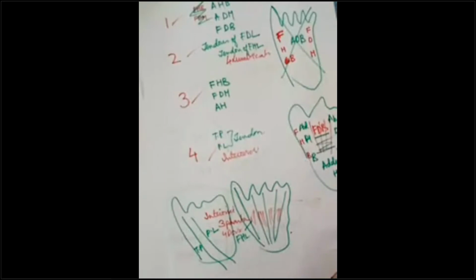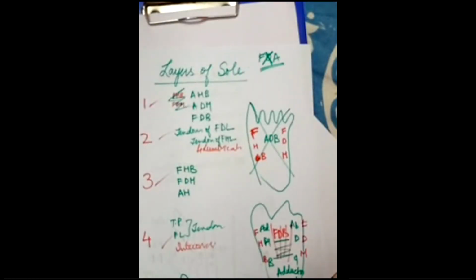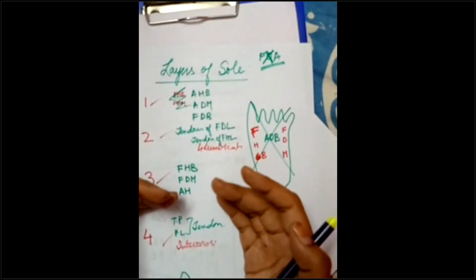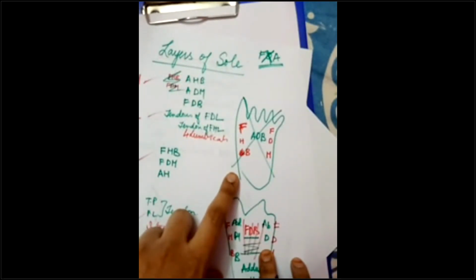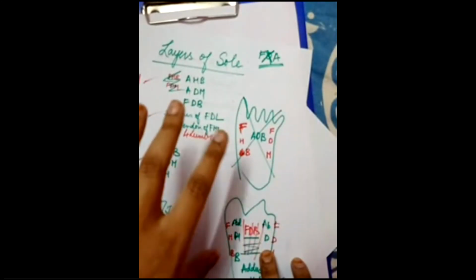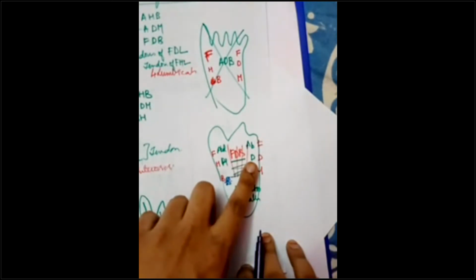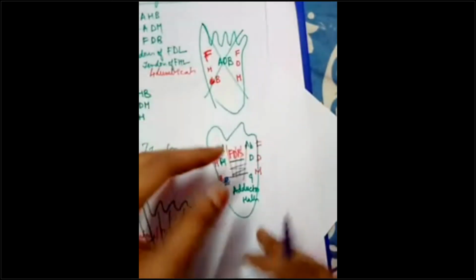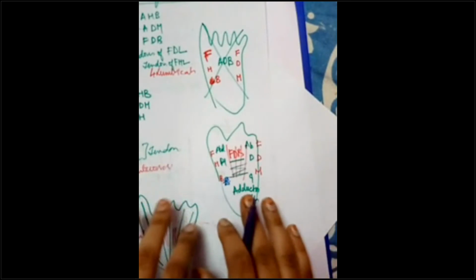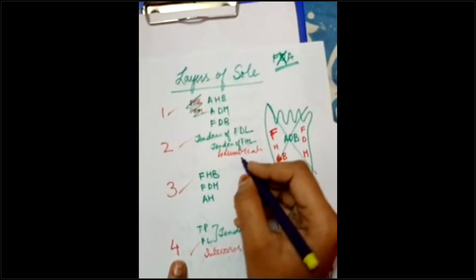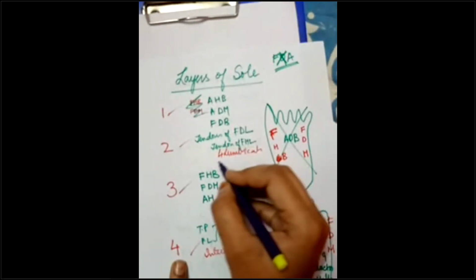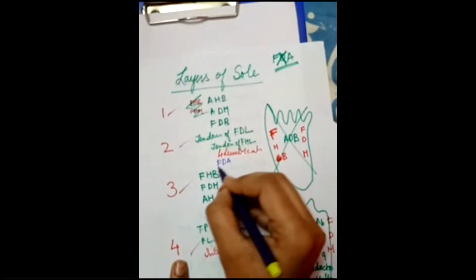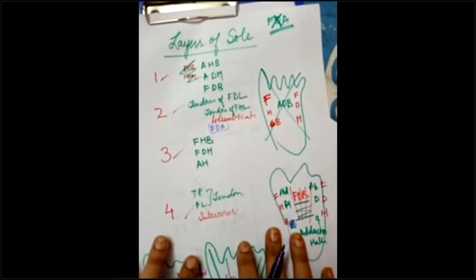Layers of the sole done. Again I am repeating. First and third are similar. First, abductor hallucis brevis, and he will say I also want abductor digiti minimi. Done. In between, the space should be filled by flexor digitorum brevis. Here you also have flexor accessorius. In the second layer, one special thing, flexor digitorum accessorius.